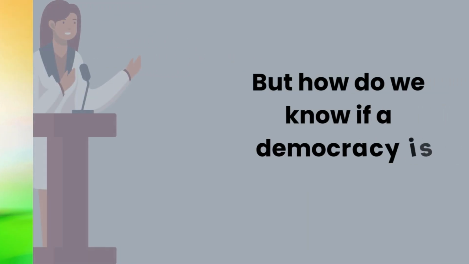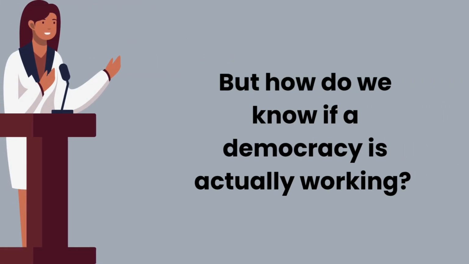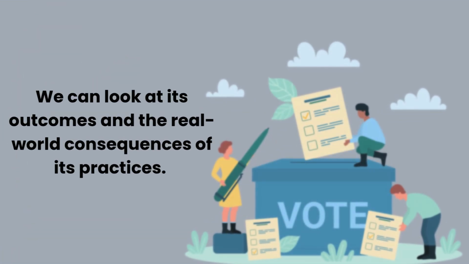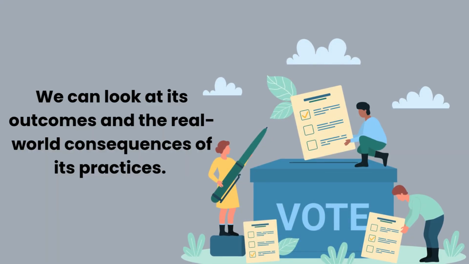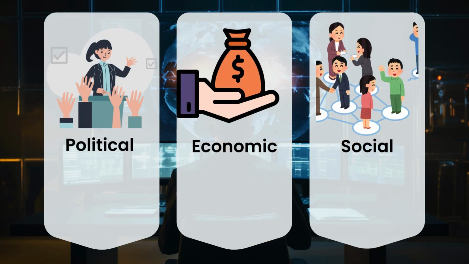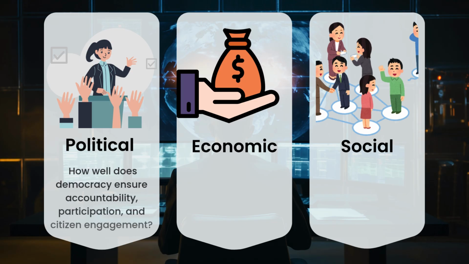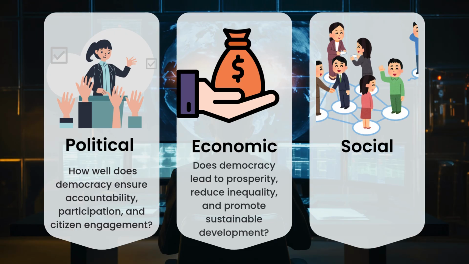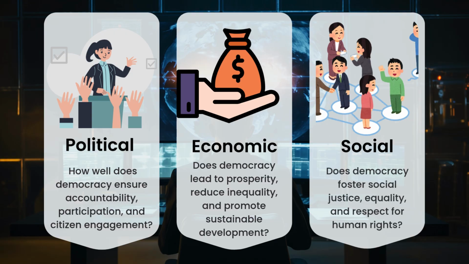But how do we know if a democracy is actually working? Let's take some time to think about it. We can look at its outcomes and the real-world consequences of its practices. These outcomes can be categorized into three main areas. Political. How well does democracy ensure accountability, participation, and citizen engagement? Economic. Does democracy lead to prosperity, reduce inequality, and promote sustainable development? Social. Does democracy foster social justice, equality, and respect for human rights?